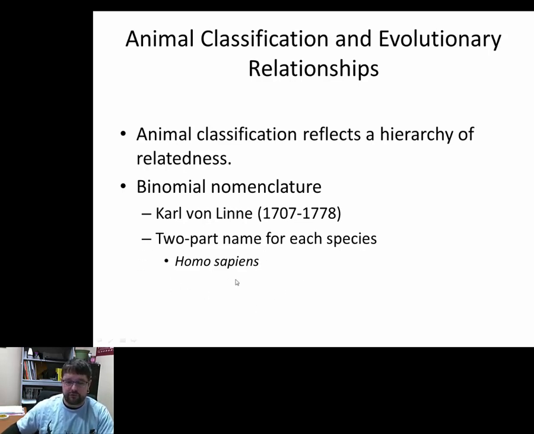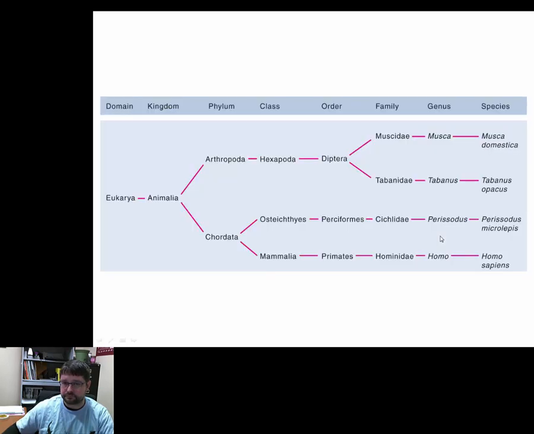For us, it's Homo sapiens. Homo being the genus, and it's always capitalized, and the species is never capitalized. The other thing is when typed out, the binomial nomenclature is always in italics. When handwritten, since no one writes in italics, you underline it. But again, genus is capitalized, species is lowercase.